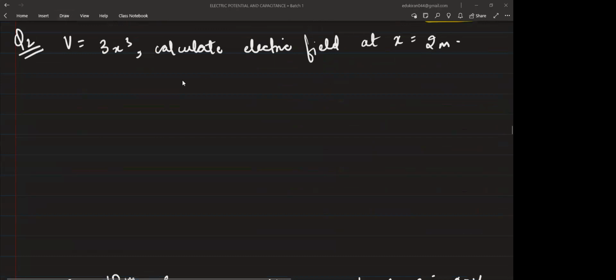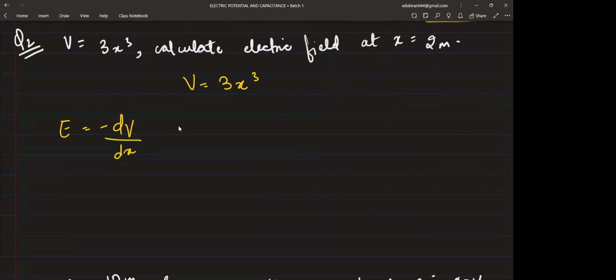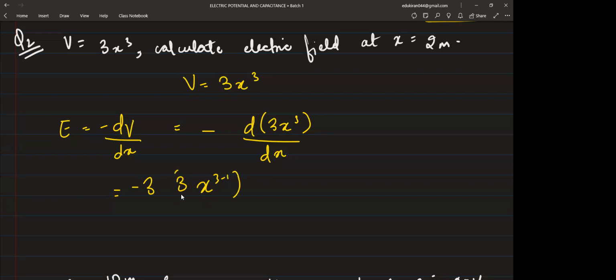See how to solve this question. This says V is equal to 3x cube. Do not write down anything right now, Taha. I'll give you time to copy, then start copying. Electric field is minus dV over dx. So minus d of 3x cube over dx. 3 is a constant. From the cube, 3 will come down, and x to the power 3 minus 1 will be left. So this is minus 9 x squared.